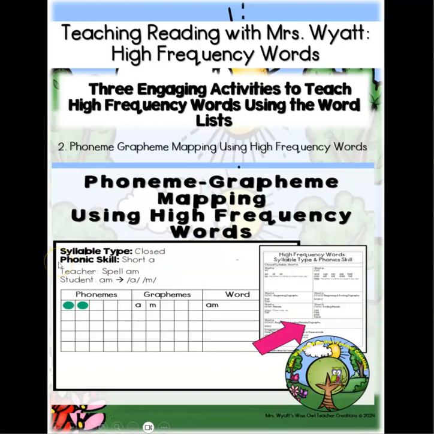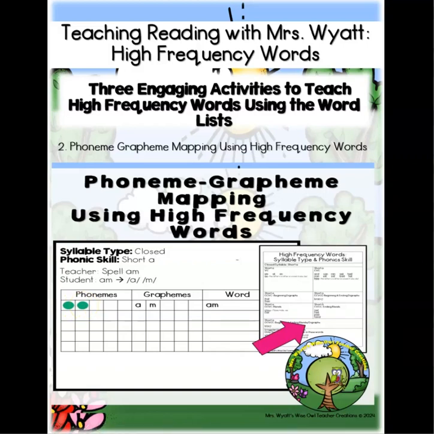The phonics pattern is short A, and so the teacher would say, spell am, and then the student would repeat the word am, and then they would tap those sounds, am. And then you could put chips in the phoneme boxes, or you could have them with their pencil put X's, but you want them to count the number of phonemes or the number of sounds.